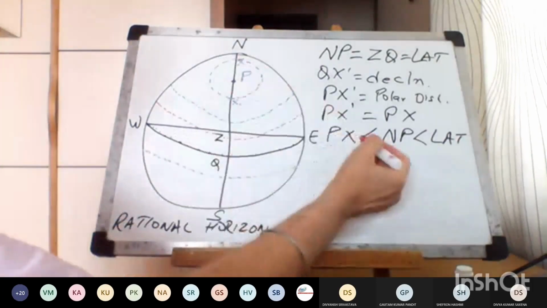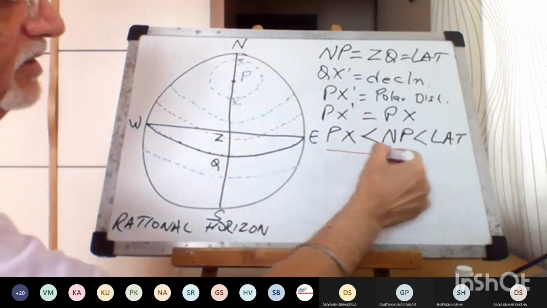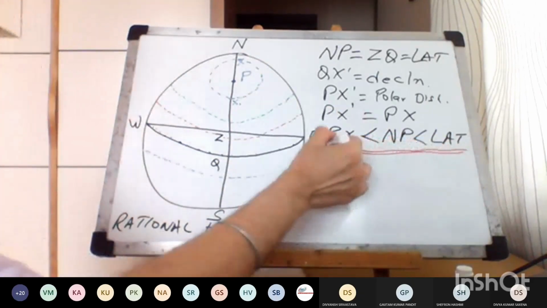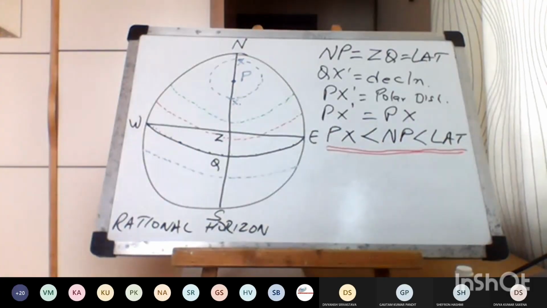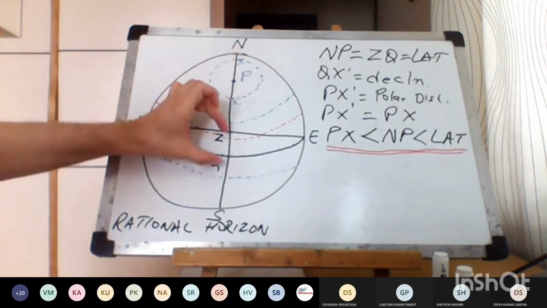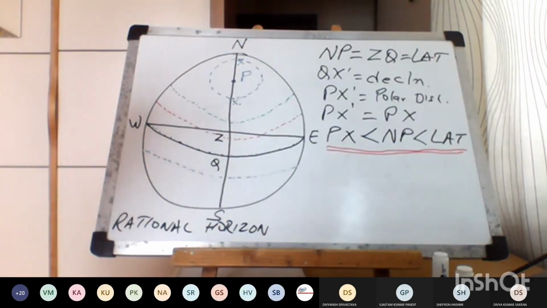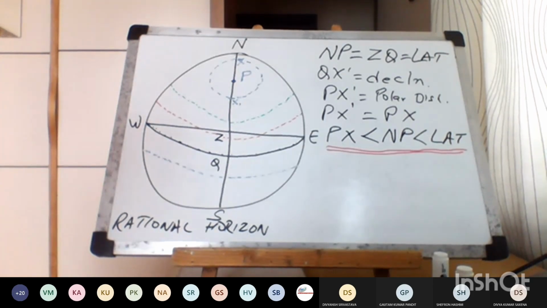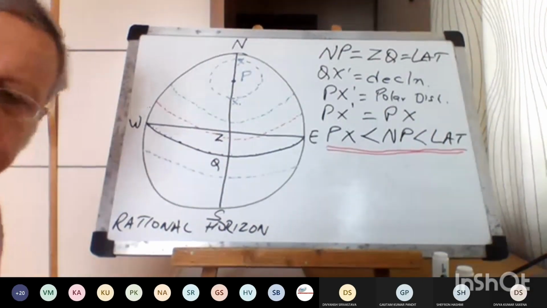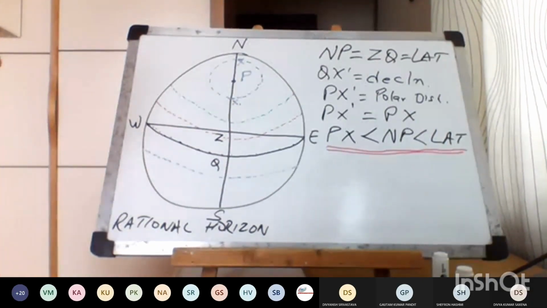Can I say PX is less than NP, is equal to, less than the latitude? Yes or no? Yes. NP, sir, the latitude, NP is equal to ZQ, the latitude, written above. Yes. Gentlemen, think about it, give it a thought.